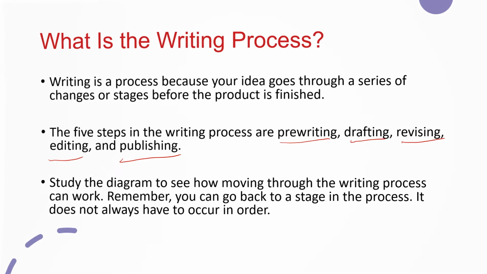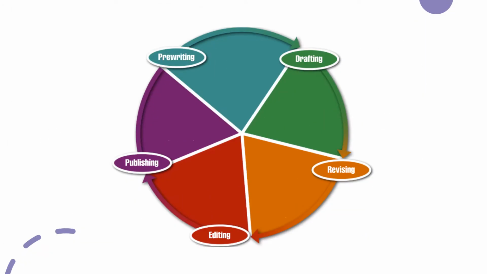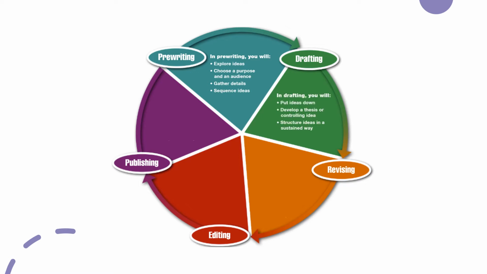All right, let's take a look at this chart. So the first step is pre-writing. So what is pre-writing? What do you do? In the pre-writing, you will explore ideas, choose a purpose and an audience you want to target, gather details, and sequence ideas. Second step, you go to drafting. You should put your ideas down, develop a thesis, that is the main idea you want to discuss, and finally structure ideas in a sustained way.